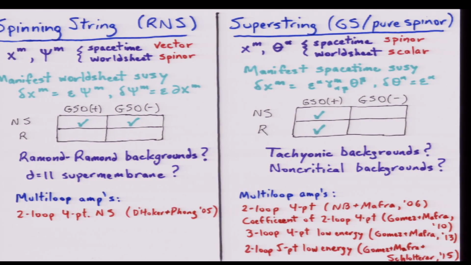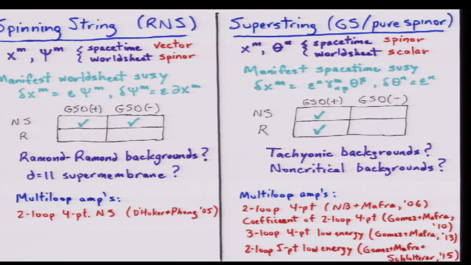So of course, I'll call the RNS string the spinning string just to distinguish it. The RNS string has fermions, but they're space-time vectors instead of space-time spinors, and they're worldsheet spinors instead of worldsheet scalars. So in some sense, in the spinning string, the fermions are natural from the worldsheet point of view, but not from the space-time point of view, because of course, they're anti-commuting. Whereas in the superstring, the opposite is true. So the fermions are natural from the space-time point of view, but not from the worldsheet point of view.